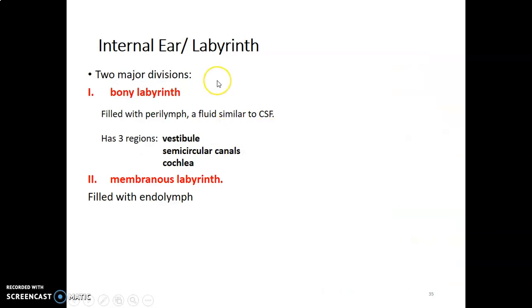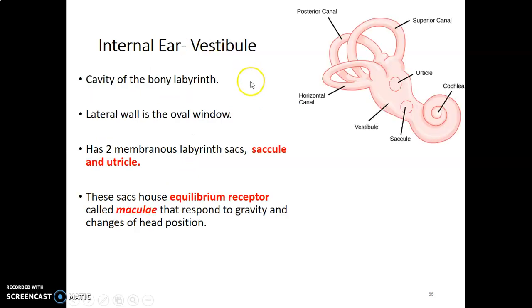The inner ear, we call it the labyrinth. It has two parts, the bony labyrinth and the membranous labyrinth. The bony labyrinth is filled with perilymph. Perilymph is just a fluid that's similar to CSF. The bony labyrinth has three regions: the vestibule, semicircular canal, and the cochlea. Then we have the membranous labyrinth that is filled with endolymph. So we're discussing the bony labyrinth. The vestibule is the cavity of the bony labyrinth.